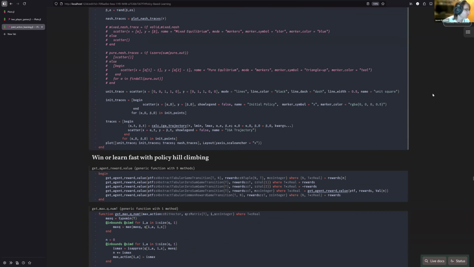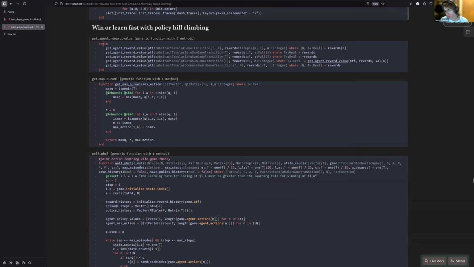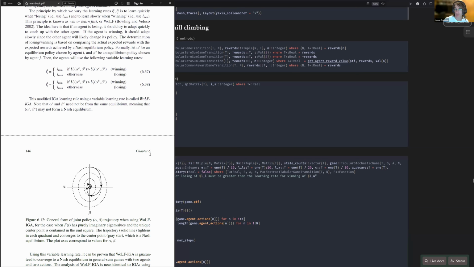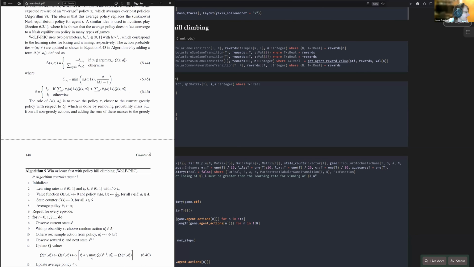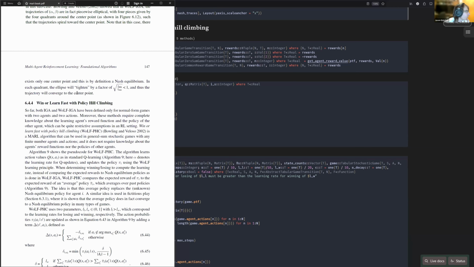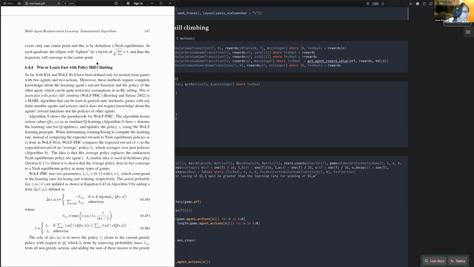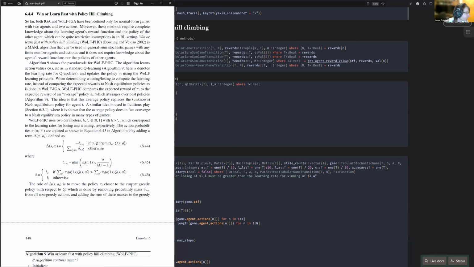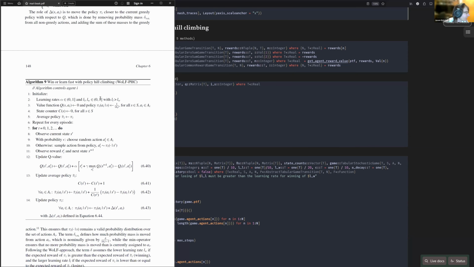But what we're actually interested in is a technique that we can use with sampling. And it's inspired by this, but the technique in the book is this win or learn fast policy hill climbing algorithm. And it's an algorithm where we still have to learn the joint action values because it turns out we're going to need to use them in the calculation of the gradient.